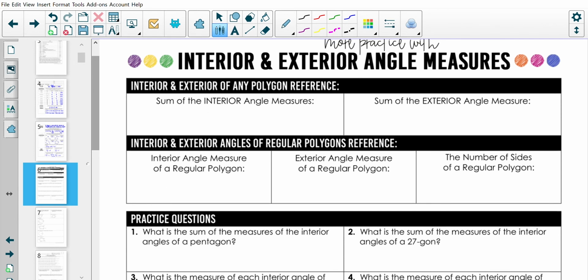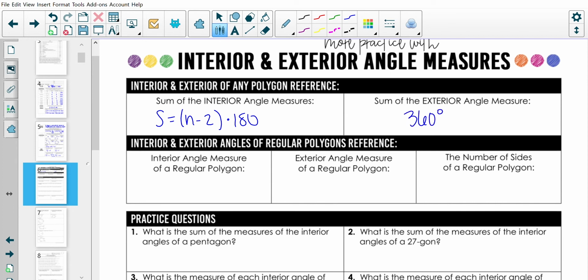All right. This is a more practice page. We're going to do the odds, because it adds in some algebra. So, what is the formula I use to find the sum of the interior angle measures? What's that formula from earlier? S equals n minus 2 times 180. How do I find the sum of the exterior angles? 360.